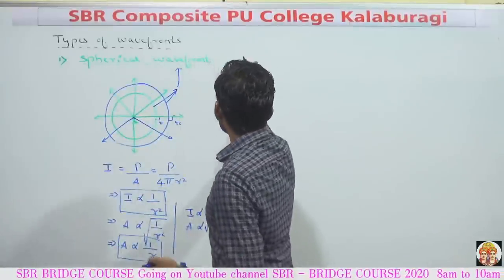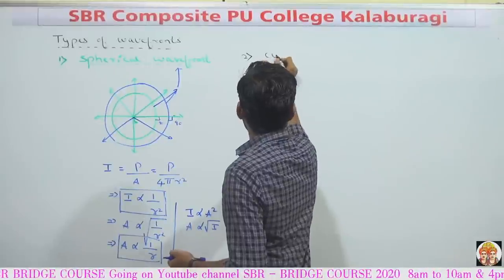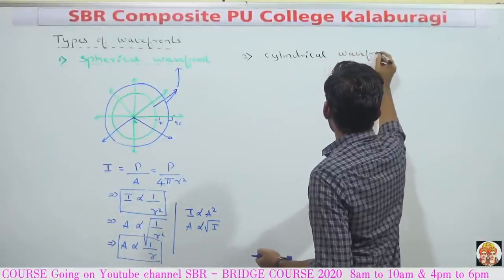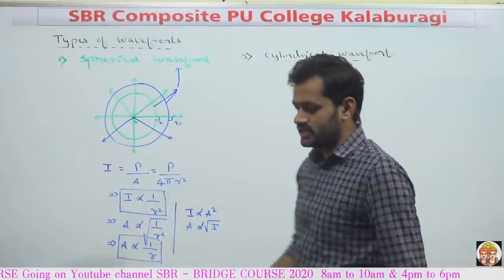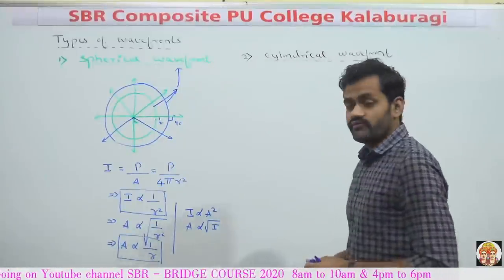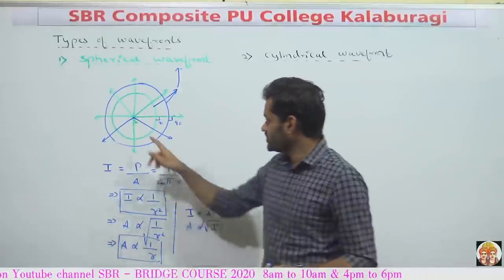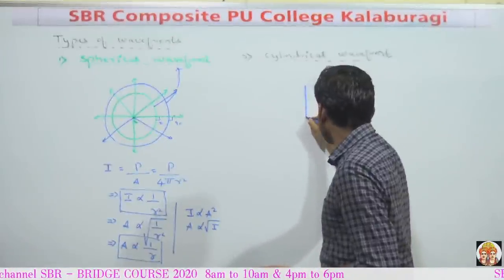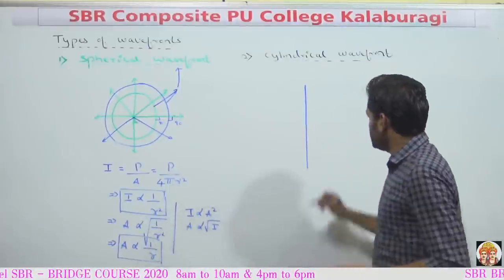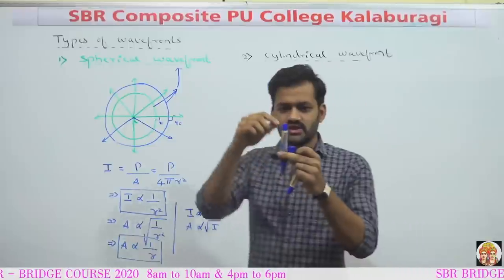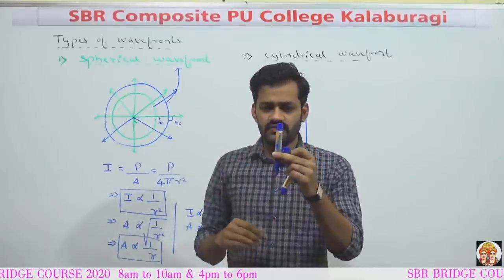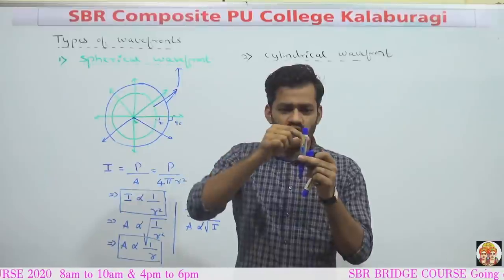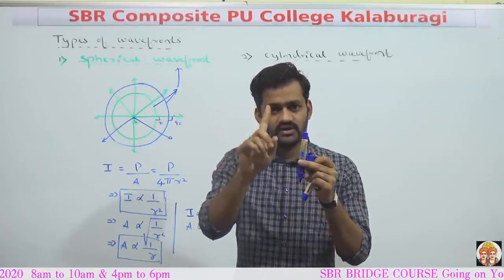Second one: cylindrical wavefront. A cylindrical wavefront is produced due to a linear source. Here, in the previous case, we took a point source; now I am taking a linear source. In all directions the disturbance will travel. For example, in 1 second the disturbance travels 10 centimeters in all directions.